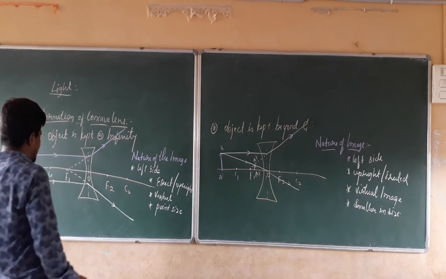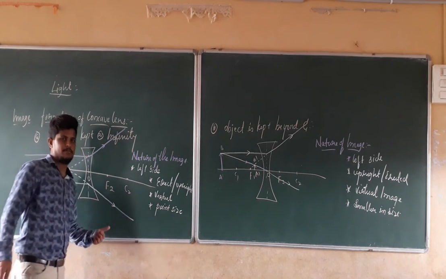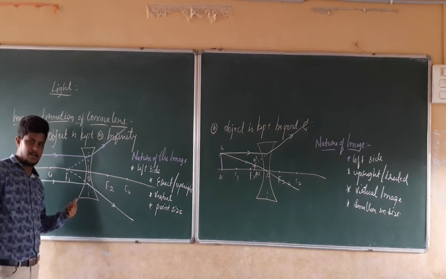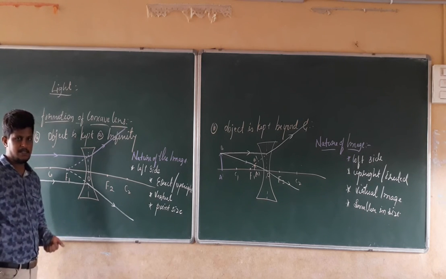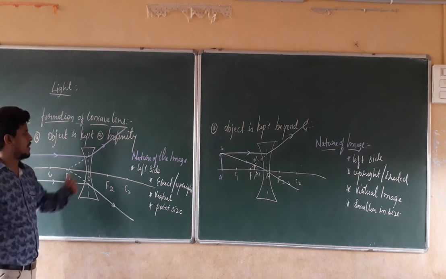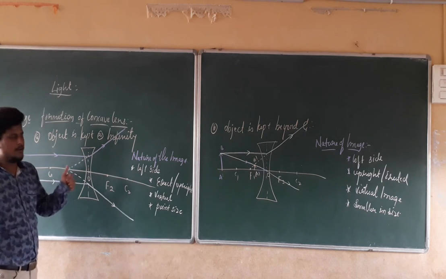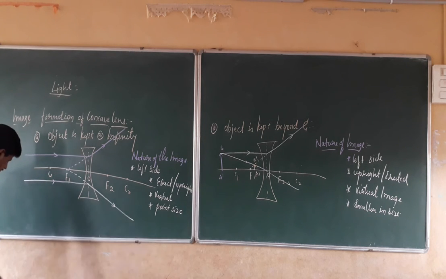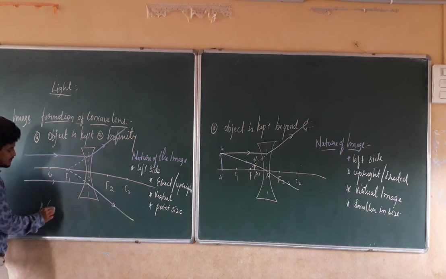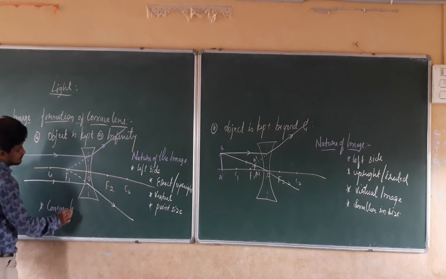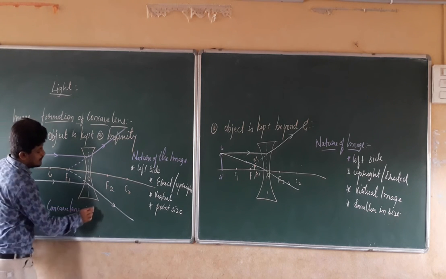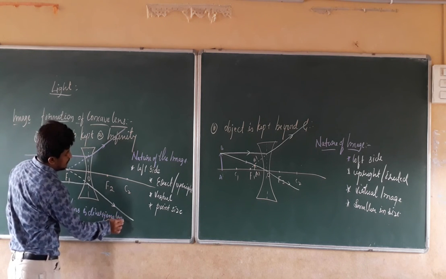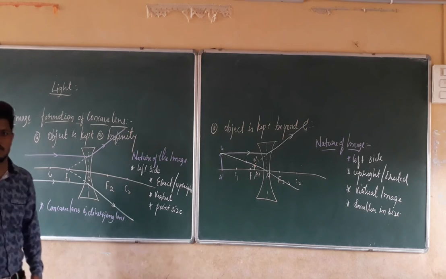Right. Another thing, when you see this ray diagram of the concave lens, the light ray which is traveling parallel to the principal axis, what will happen here? They are diverging. They are going away from the lens. Because of this reason, we can say that concave lens is a diverging lens.